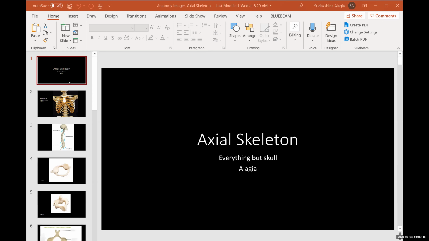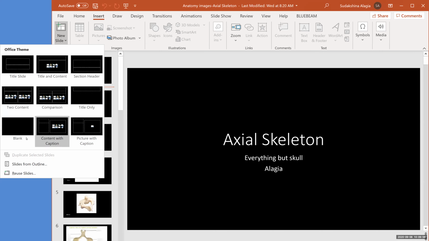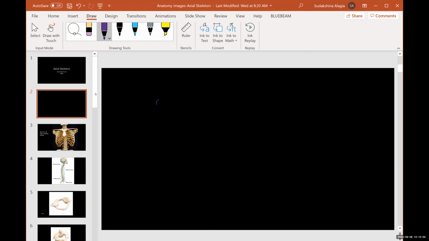let's start with rest of the axial skeleton. A quick review. Any question I can answer? So we know axial skeleton. And I made this black background so that the bones stand out a little bit.